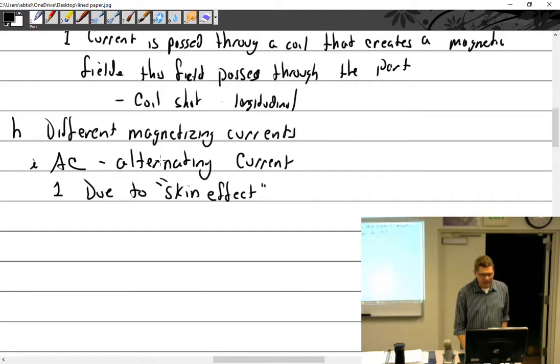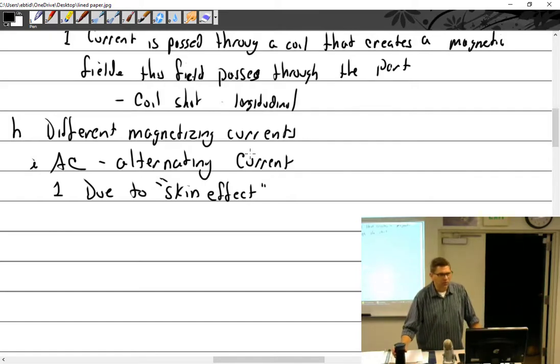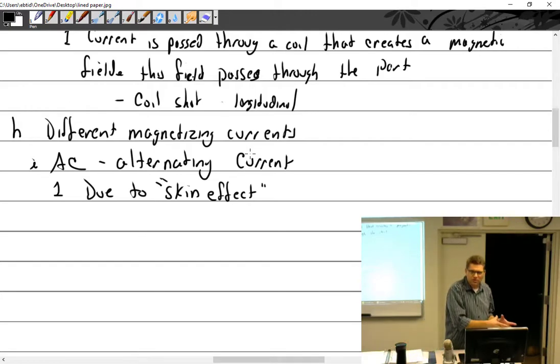With AC alternating current, they call it the skin effect. Or what I like to say is the magnetism sort of floats to the surface. And so if all the magnetism floats to the surface, it's really good at detecting what? Surface cracks. And so why would I want a machine that is better at surface cracks versus a DC, which is magnetizing all the way through it, so it's much better at subsurface.